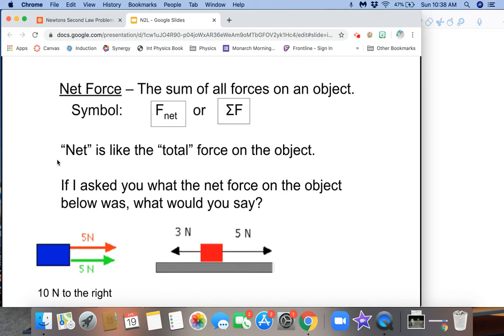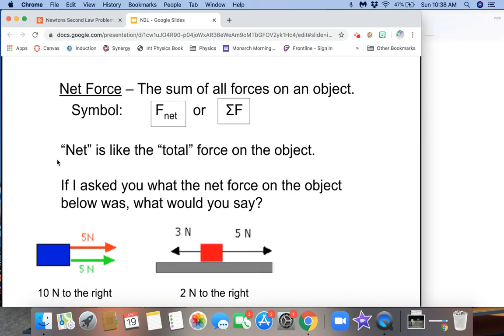If you said 2 newtons to the right, you are correct. All right, so this one's a little bit more tricky because we have 1 force to the right and 1 force to the left. Now, in your brain, if you said 2 newtons, you already did this in your brain. You assigned one direction a positive direction and one direction a negative direction because that 3 newtons is kind of taking away from the 5 newtons, right?